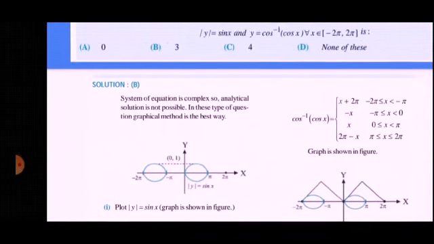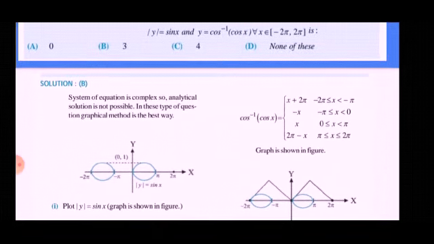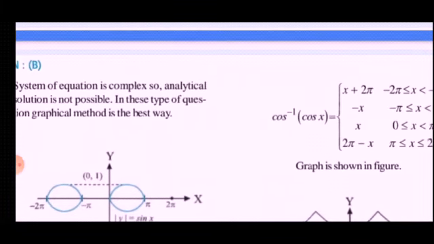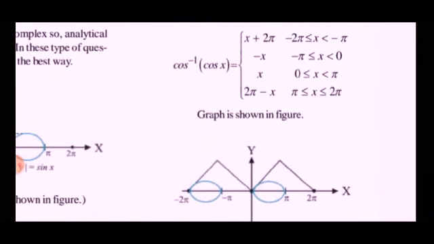Let's see the graph of cos inverse cos x. If you draw cos inverse cos x, you see it can be analyzed as x plus 2 pi when x lies between minus 2 pi to minus pi, and minus x when x lies between minus pi to 0. That is an inverted V-shape graph, and here also an inverted V-shape graph. Better to take cos inverse cos x as an even function, and consider and analyze only between 0 to 2 pi.